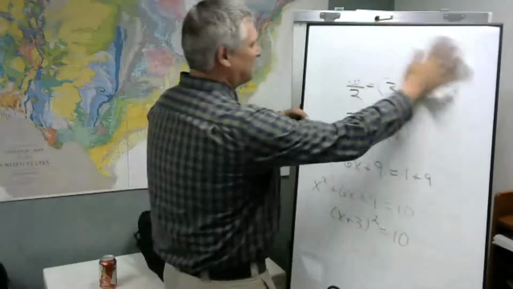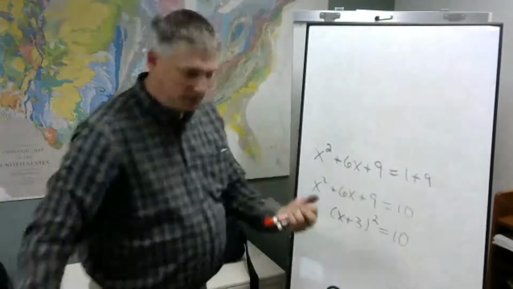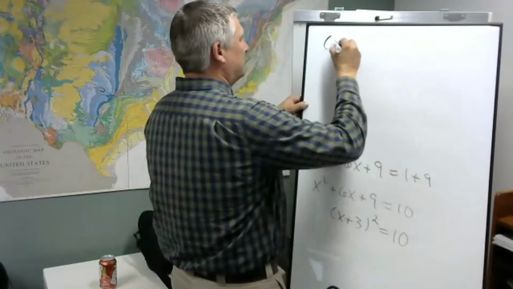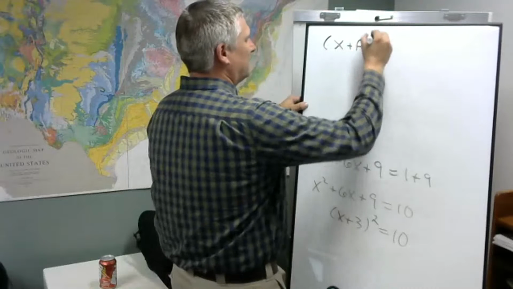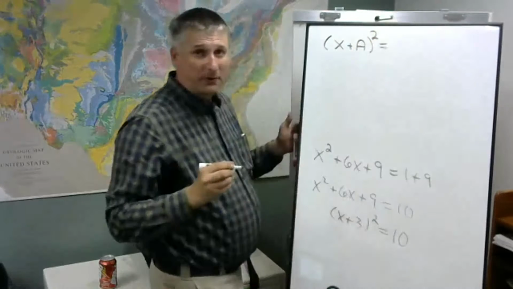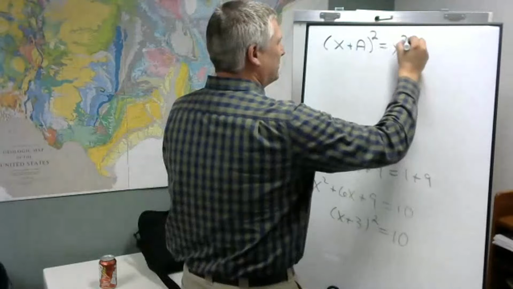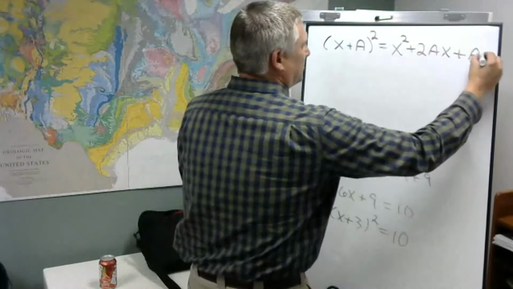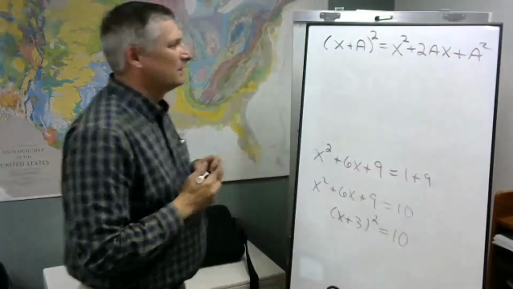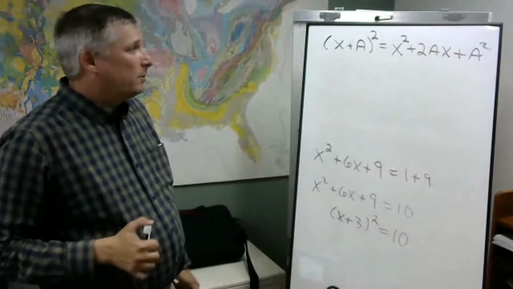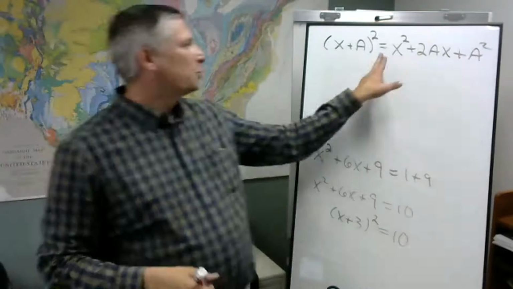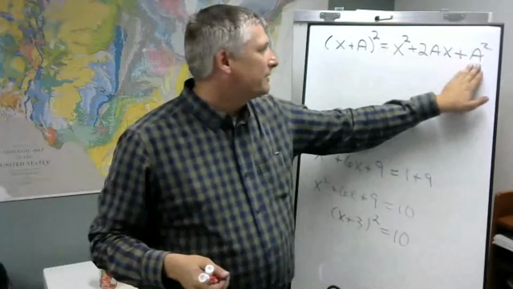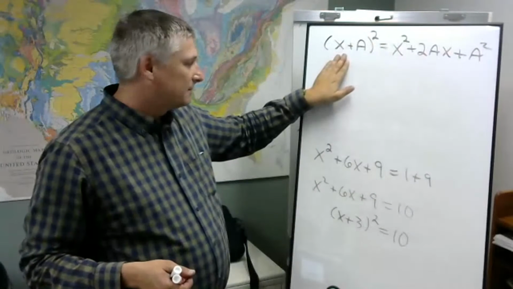Now, how does that actually work? Well, the idea is this. We'll do a little bit of abstract here. If you take x plus, say, capital A, and you FOIL this, you get x squared plus 2ax plus a squared. So basically what we do, if we can create this artificially, then we can rewrite it as that.